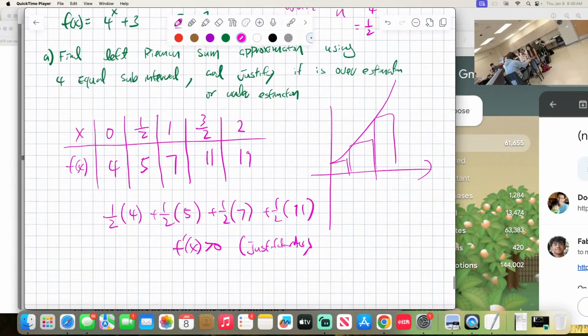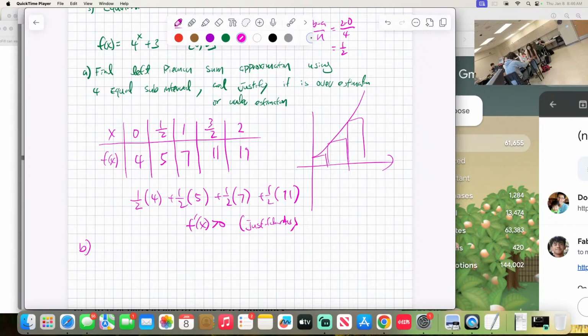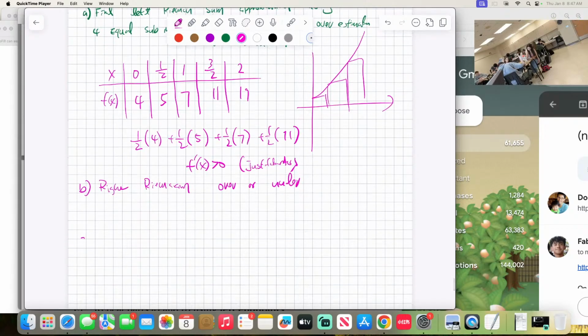Okay. Now, part B, I want you to do the same thing, but I want you to do a right Riemann sum. And you're going to tell me, are we over or underestimating? So over or under? Right, over or under? And why are they over or under? But C is going to be different. C is going to be, hey, using the trapezoid rule. And you're going to tell me, are they over or under? And justify.